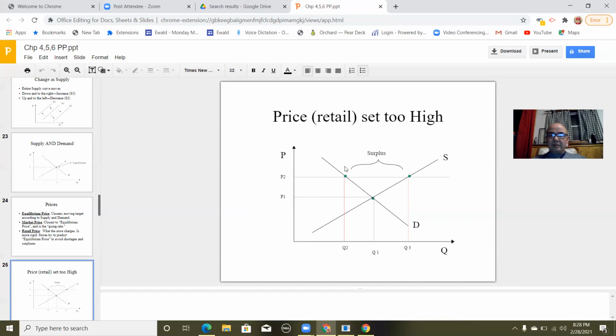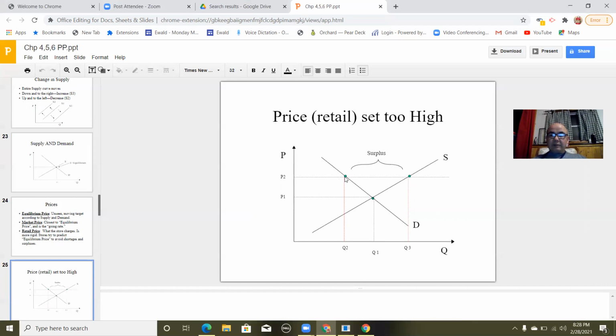But in my situation here on this one, the store sets the price too high. And this random P2 is our price being too high. And unbeknownst to them, the equilibrium is actually down here at P1. I don't have any numbers to put on here just at the moment, but what happens is at P2, suppliers are saying, that's a great price. We're going to supply as much as we possibly can out to this amount here.